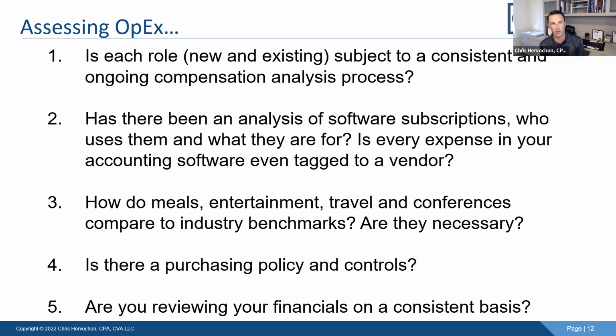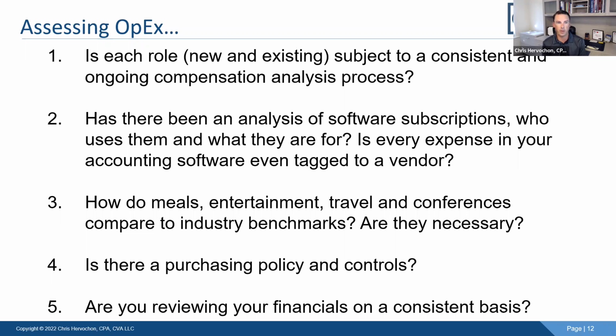Number 2, software subscriptions. This is a big one. Now, your books, you need to have a vendor tied to every expense. And this is particularly important when we're looking at software subscriptions, because if you don't know where your money is going related to vendors, it makes it very, very hard to figure out, well, these things are duplicative. We need these things. We don't need these things, or just figuring out simply what something is.